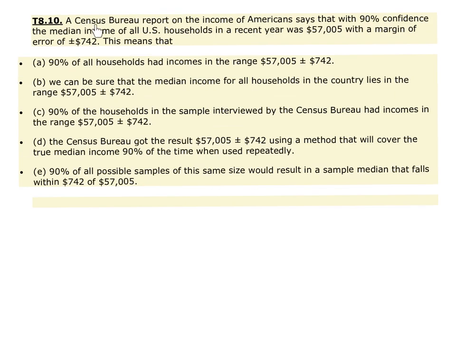Number 10, a Census Bureau report on the income of Americans says that with 90% confidence the median income for U.S. households in a recent year was $75,500, with a margin of error of $742, either plus or minus. What does that mean? Whenever you see a question like this, you want to look for them defining either the confidence level or the confidence interval.